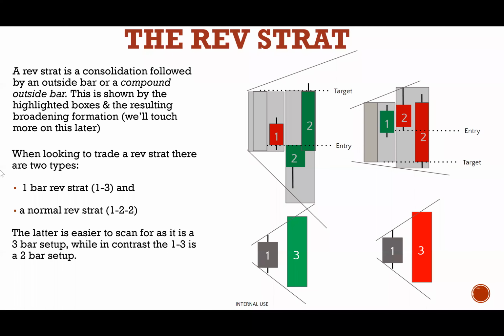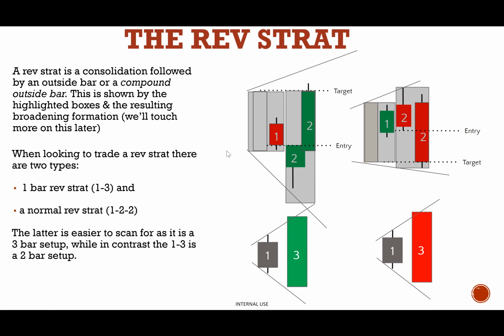When looking to trade a Rev Strat, there are 2 types: a 1-bar Rev Strat, which I was mentioning with the 50% retracement rule, as well as a normal Rev Strat, which is a 3-bar setup, the 1, 2, 2, right? The first is going to be the one with the 50% retracement rule, and this is going to be the regular one. The latter is easier to scan for as it is a 3-bar setup, while the 1, 3 is a 2-bar setup, right?